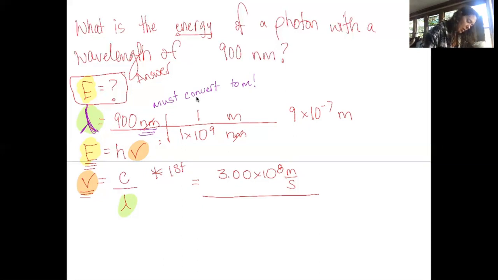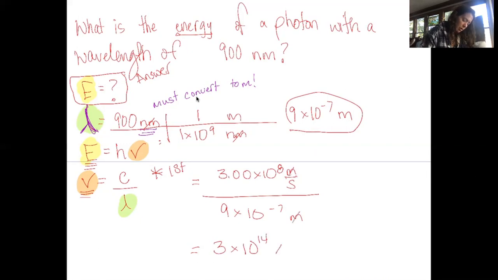So I'm going to take my wavelength that I just calculated in meters and put it down here with the correct sig figs. I'm going to divide these values, 3 with an exponent of 8, divided by 9 with an exponent of negative 7. And that's going to give me 3 with an exponent of 14. Meters cancel, and that's going to be per second.